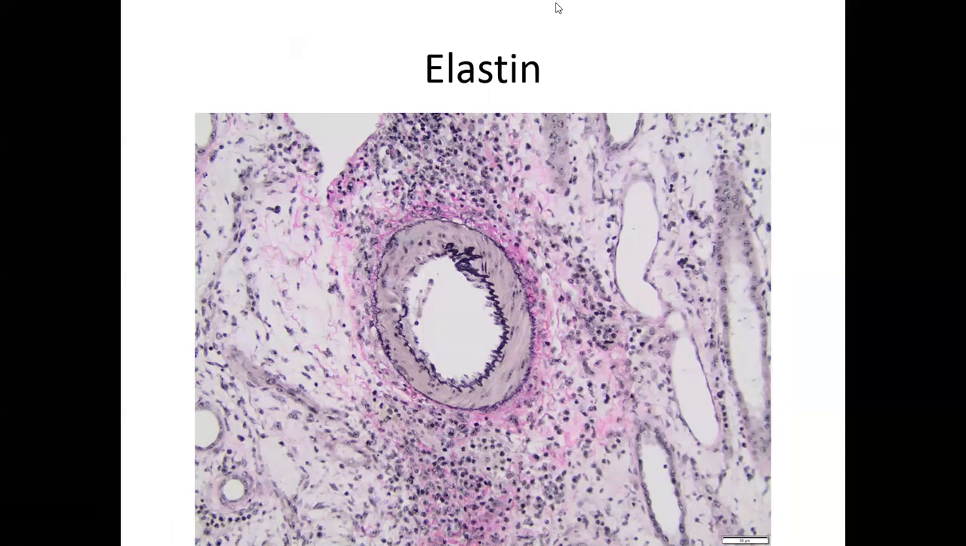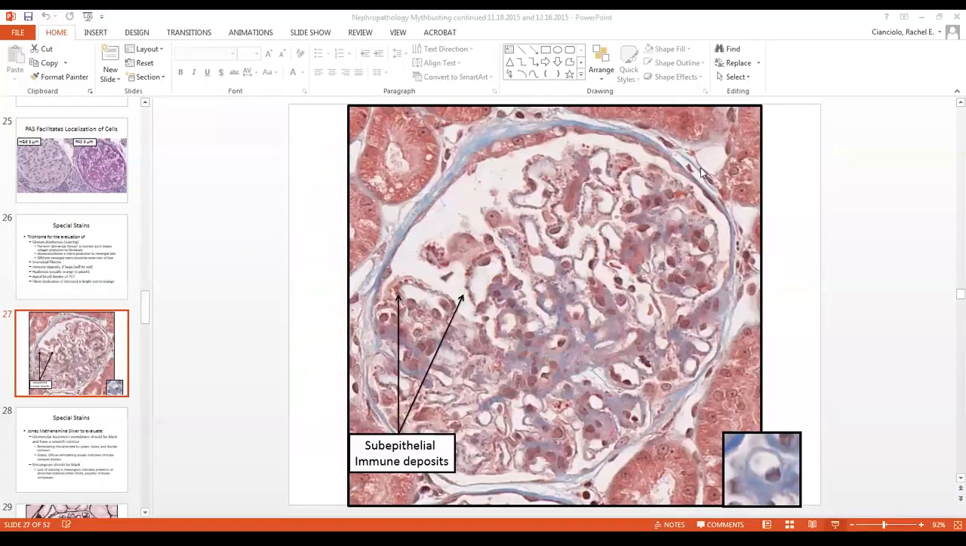A quick question by UPenn. They ask, will tubules separate with autolysis? So that's a really good question. Do tubules separate with autolysis? They do.